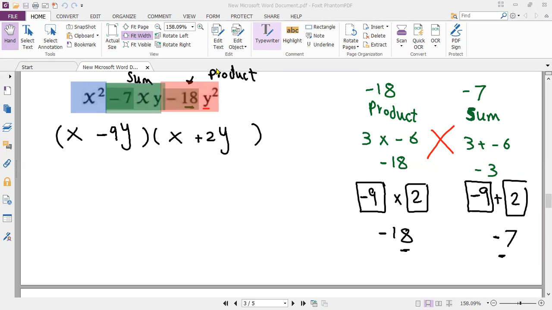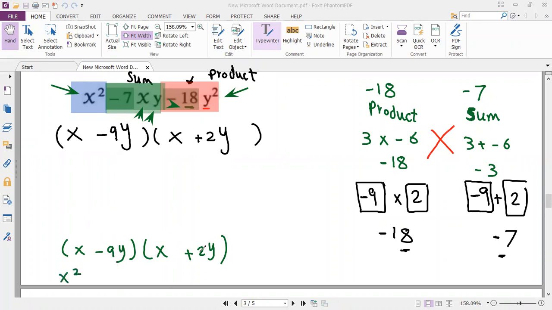Because we have here xy, so x and y, xy is a mix between the first and the last here. And if you want to check it out, you can write x minus 9y multiplied by x plus 2y. This is very important to recognize well. Check it out. Multiply x by x is x squared.